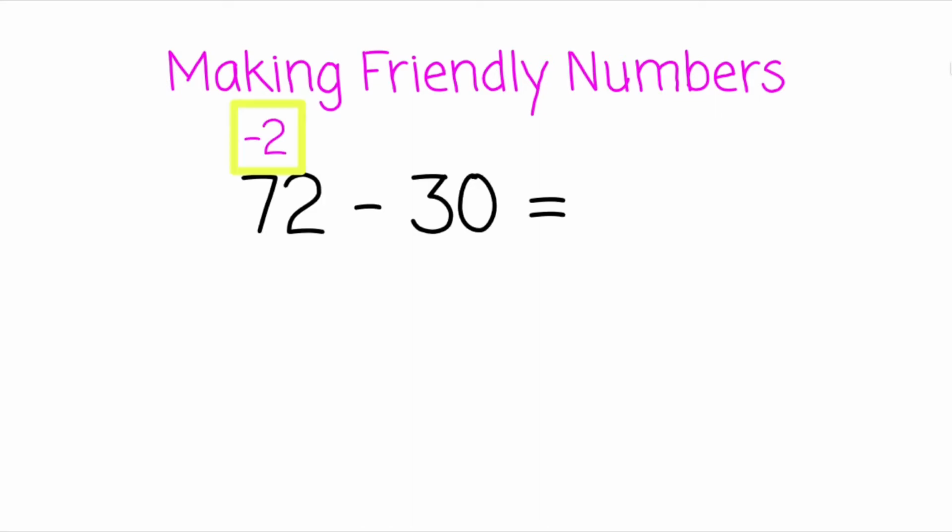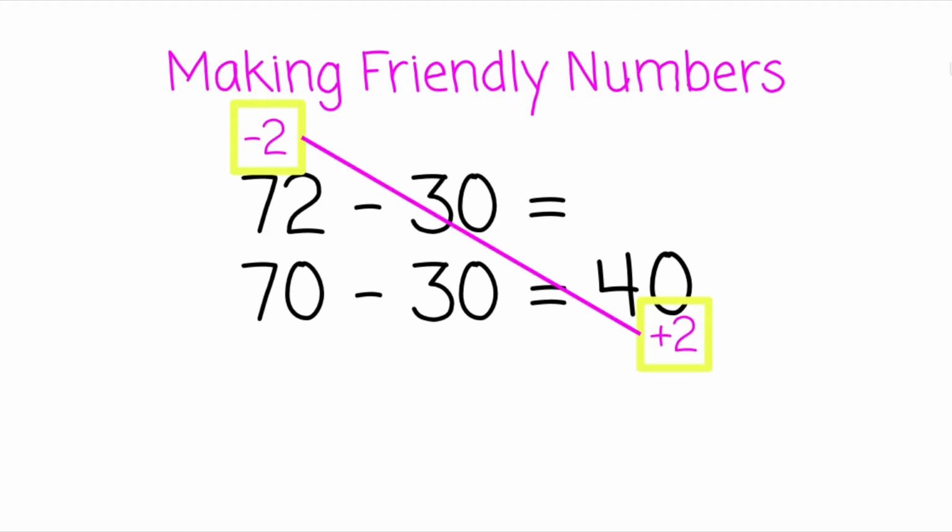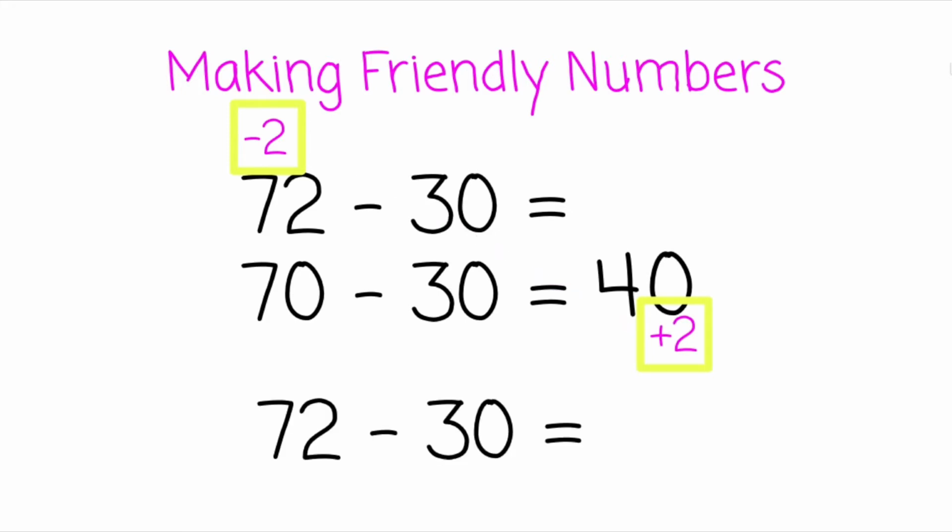Let's take away 2 from 72 and make it a nice round and friendly 70. 70 take away 30 is 40. Don't forget to add that 2 back that you took away. So 30 taken away from 72 is 42.